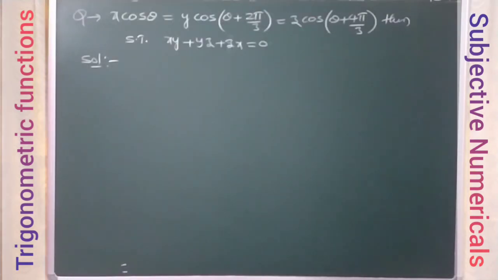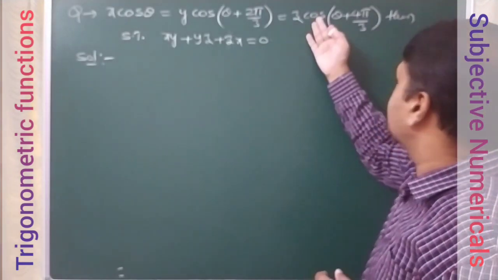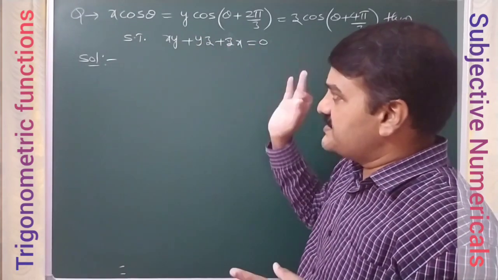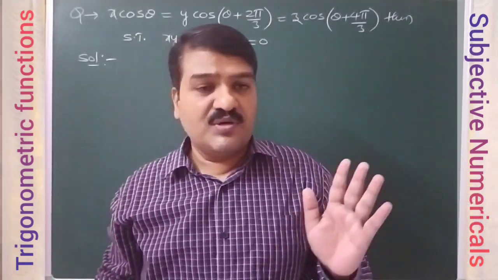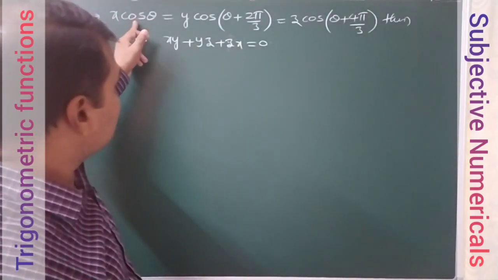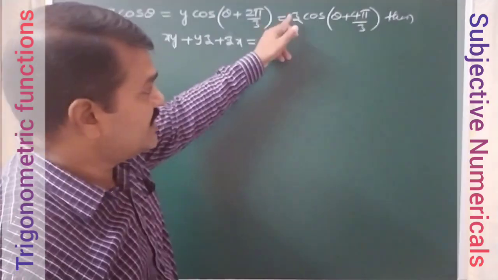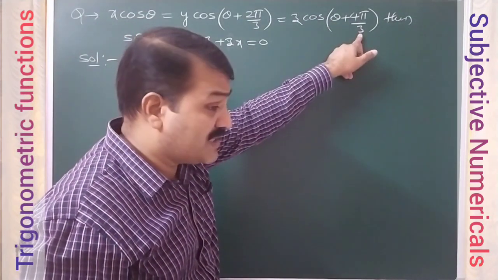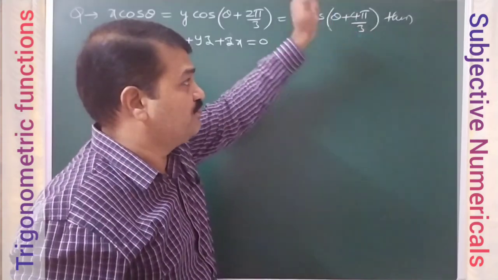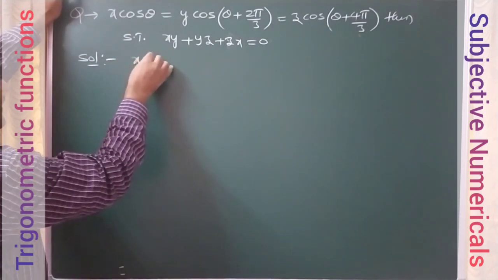So next problem we have on board. This is the condition given, and we have to prove that xy plus yz plus zx is equal to 0. So let the given condition be taken like this. x cos theta is equal to y cos of theta plus 2 pi by 3 is equal to z cos of theta plus 4 pi by 3 is equal to some constant k we will assume.